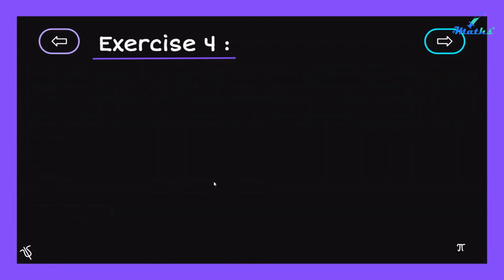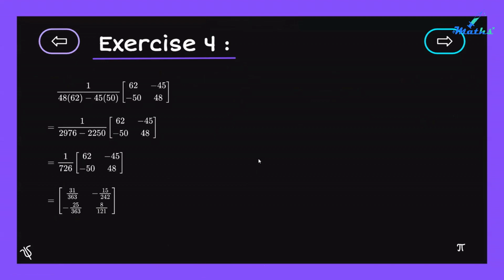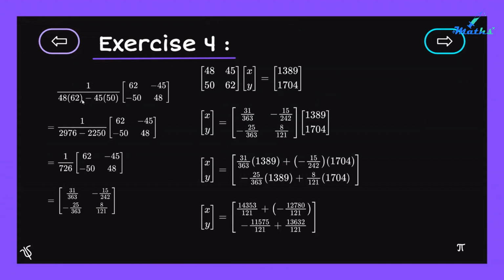Okay, sorry, this is the matrix AX equals B. So it's 48, 45, 50, 62, and then x, y equals 1389, 1704. Next we just take the inverse of this matrix. So it's 1 over AD minus BC: 48 times 62 minus 45 times 50. So times together, and then here 62 and 48, we just switch place. And for BC we don't add, we times by negative, so it's negative 45 and negative 50. So it's 1 over 2976 minus 2250.